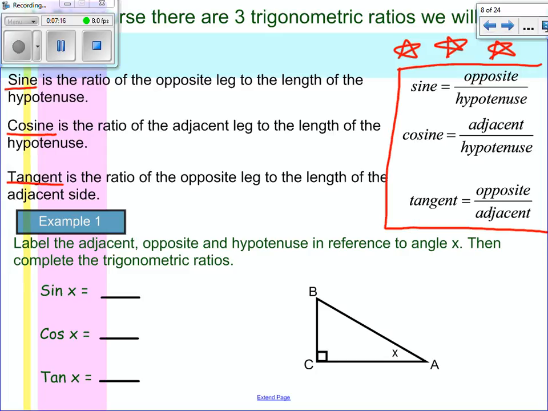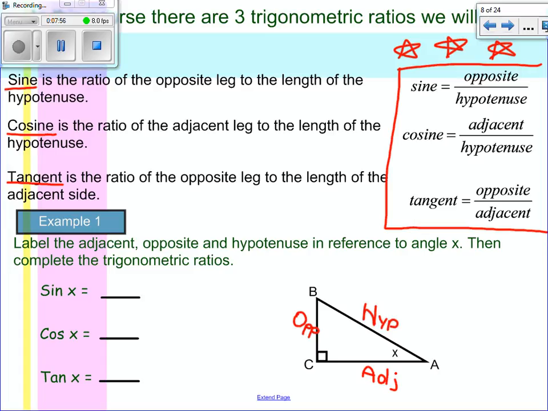So down here, in example 1, they want you to label your triangle. So go ahead, label it based on adjacent, opposite, hypotenuse. Label that triangle. You've got to be able to do that properly. So I label it opposite, adjacent, hypotenuse.